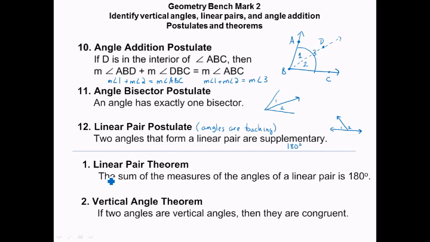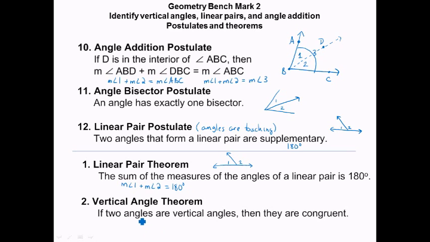We have the theorem that the sum of the measures of the angles of a linear pair is 180. And this has been proved by definition. So if I have that linear pair that I just drew, I have the measure of angle 1 plus the measure of angle 2 is equal to 180 degrees.